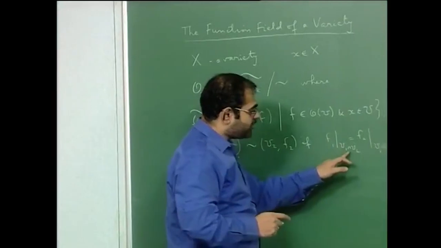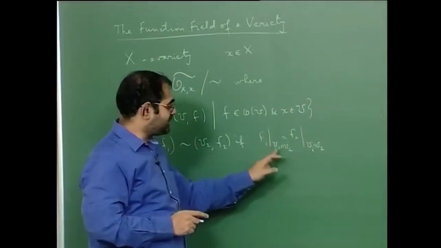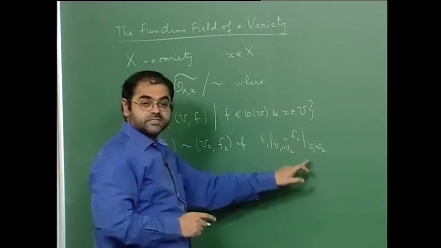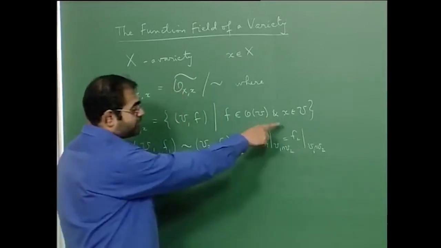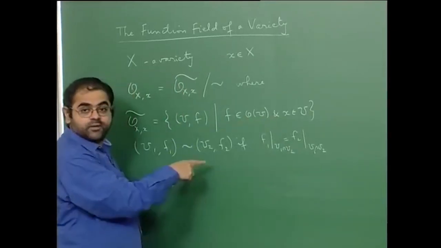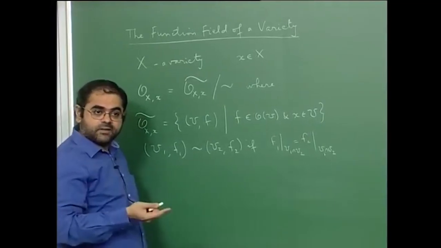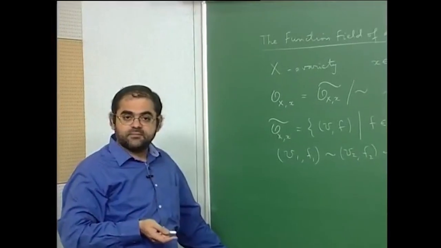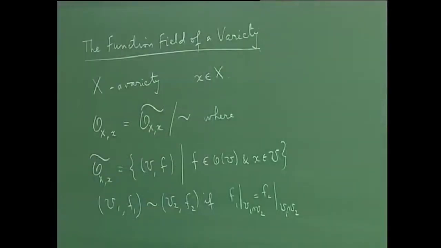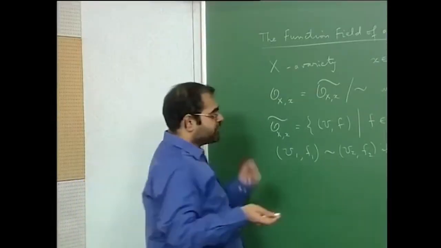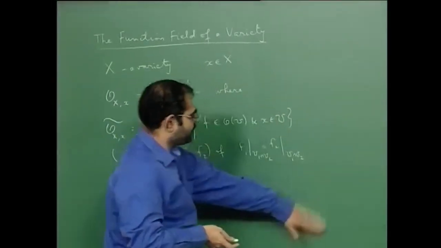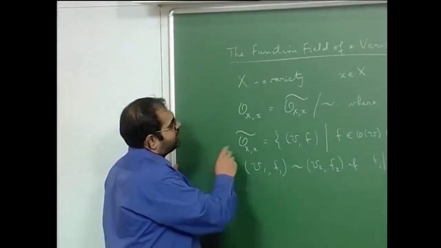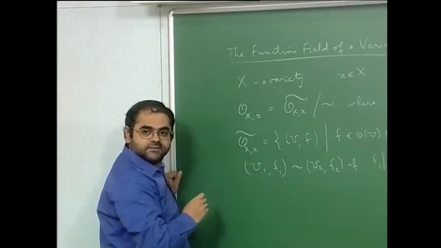Now of course, you can weaken this condition. You could just say that f1 restricted to w is equal to f2 restricted to w, where w is an open neighborhood of the point x contained inside u1 intersection u2. That is also enough, because we have proved this and keep using it all the time: two regular functions, if they are equal on a non-empty open subset, then they have to be equal everywhere. This is true always. So we got this local ring like this.